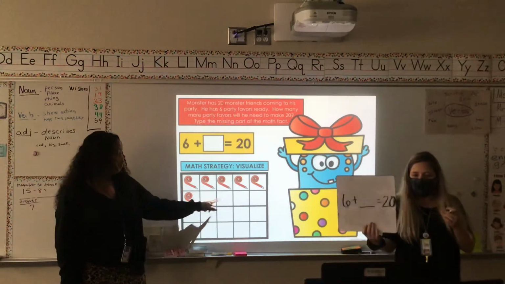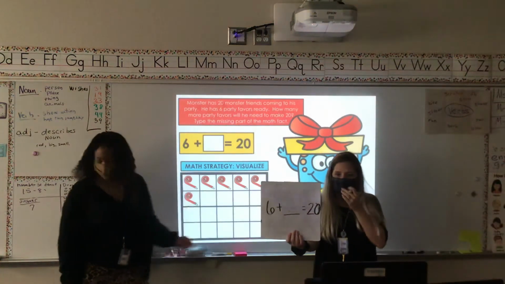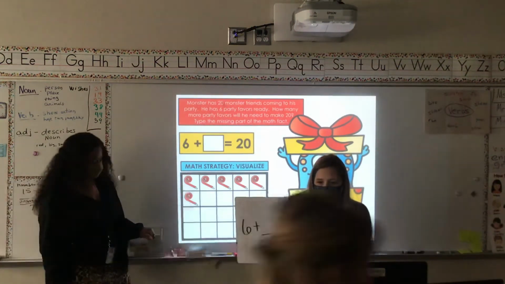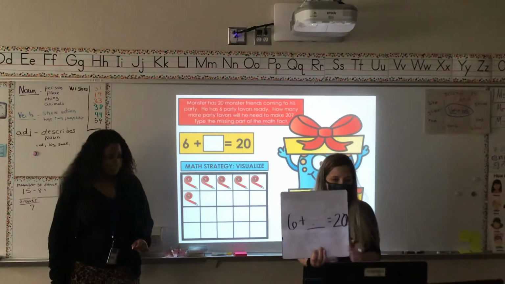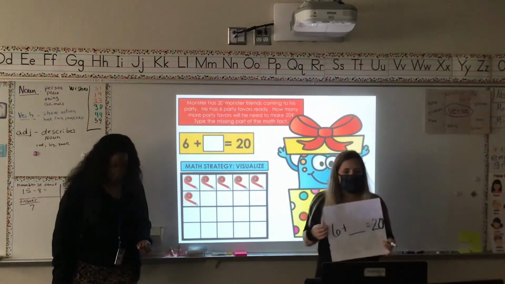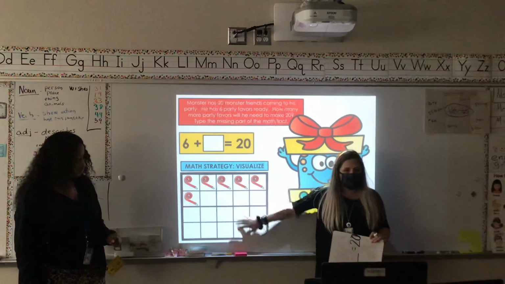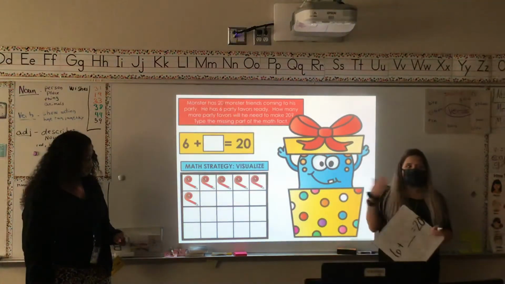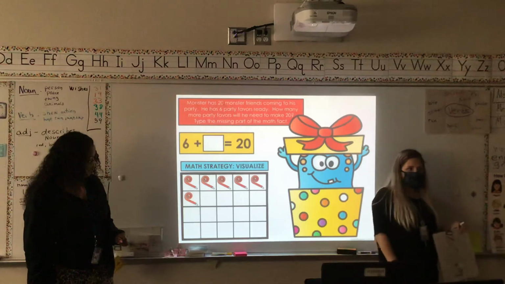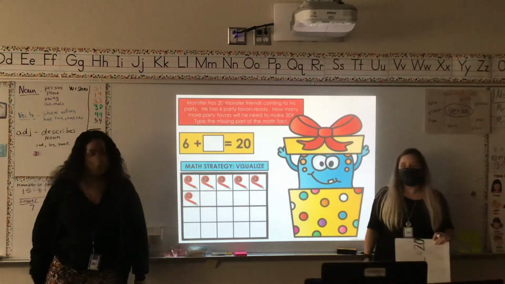Plus 4. So on your boards at home, it should look like this. You have a blank in the middle. 6 plus blank equals 20. And that's what we're solving for. 14. So you can use your strategy to help you solve it. They give you a 20s frame to help you. You can put 6 in your head and count up, but you're going to run out of fingers. Are they counting to 10? They're counting to 20.